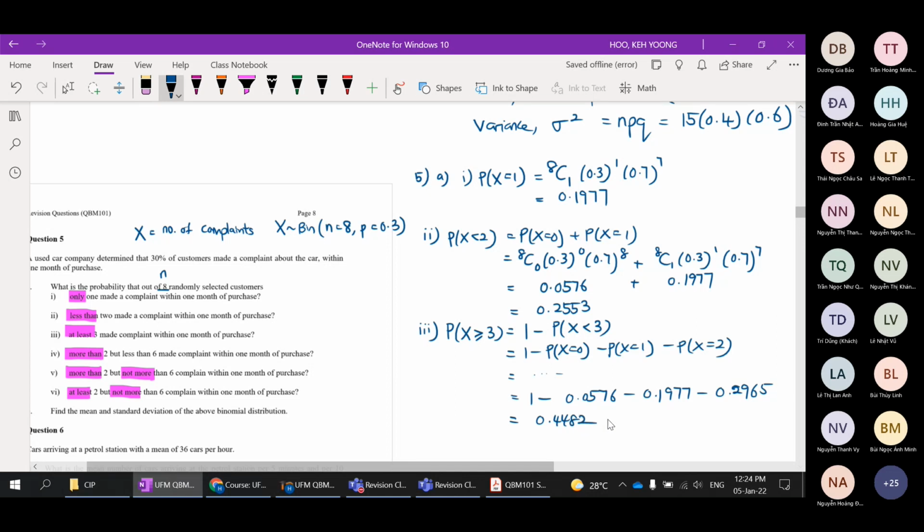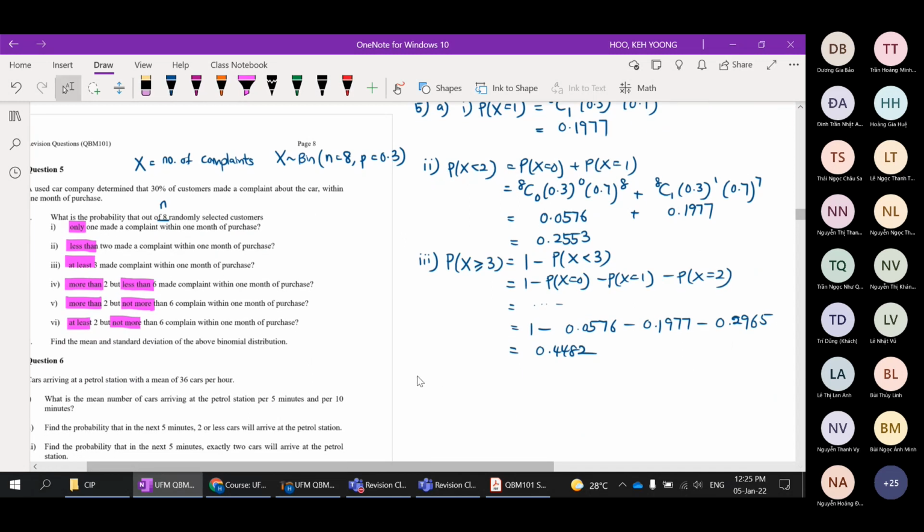Okay, this is the answer for question 3. Okay, question 4. More than 2, but less than 6. So how many complaints are there? More than 2 means you could have 3, 4, and 5, because it has to be less than 6. So 3, 4, and 5.